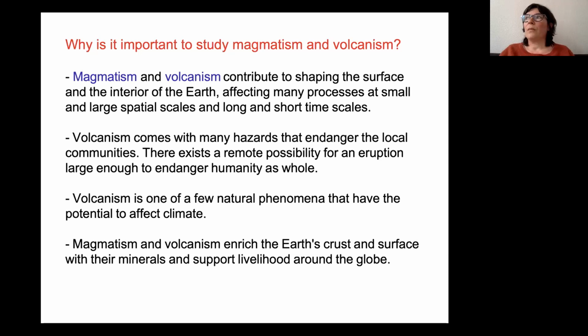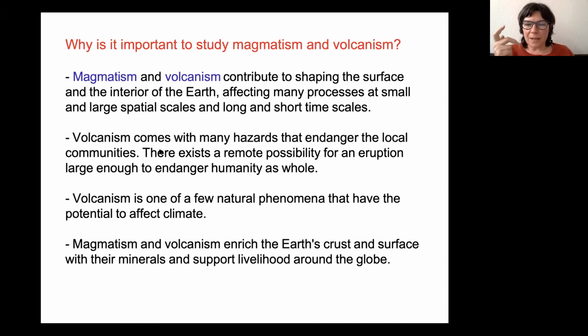These are many, many processes. We will talk about them a little bit. Then of the volcanism, so when eruptions happen, volcanism comes with many hazards. And these hazards endanger the local communities.